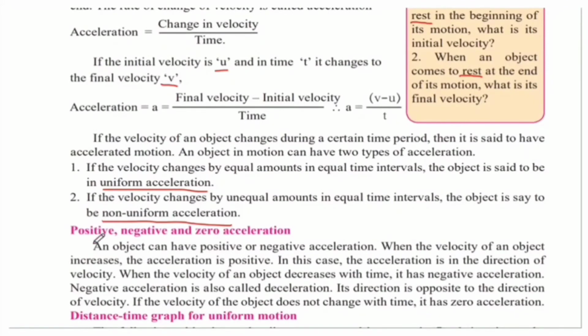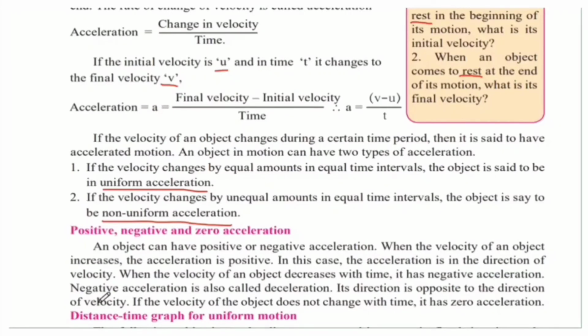Now we will see what is positive, negative and zero acceleration. An object can have positive or negative acceleration. When the velocity of an object increases, the acceleration is positive. In this case, the acceleration is in the direction of velocity. So when the velocity and acceleration are in the same direction and velocity is increasing, then acceleration is said to be positive. When the velocity of an object decreases with time, it has negative acceleration. Negative acceleration is also called deceleration. Its direction is opposite to the direction of velocity.